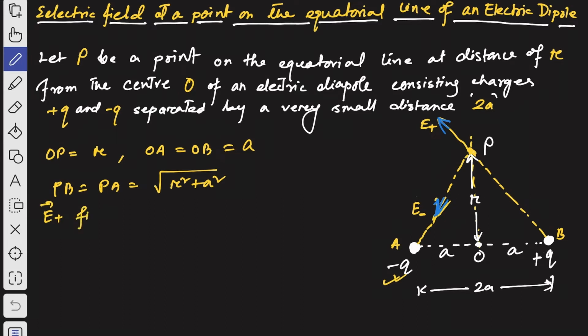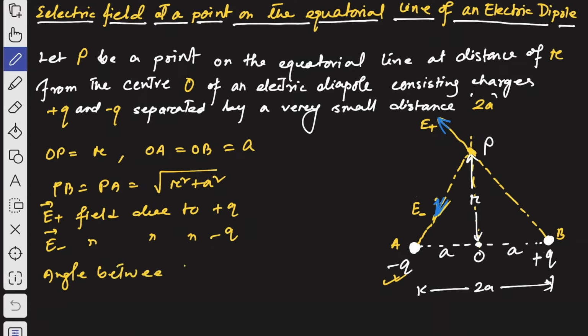so here E positive is the field due to positive q charge, and E minus is the field due to negative q charge. So the angle between these two vectors, suppose, is twice theta. So we have assumed twice theta.